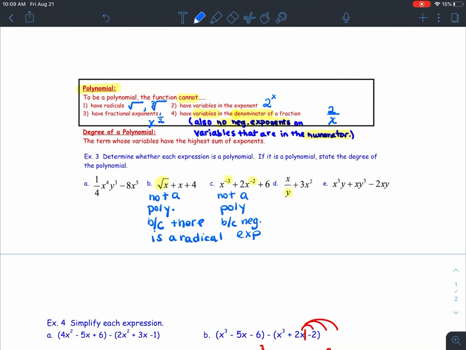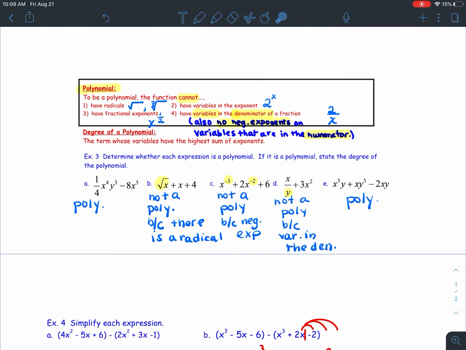Okay, also in example D, I see that there is a variable in the denominator, so that would disqualify this. I'm going to say that is not a polynomial because of the variable in the denominator. Now these other two, A and E, seem like they're not breaking any of these four disqualifiers from being a polynomial. So I'm going to go ahead and call both of these polynomials.